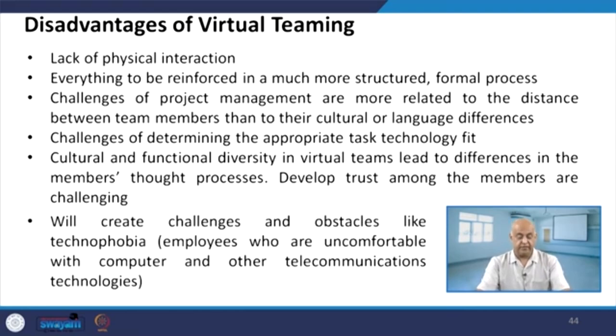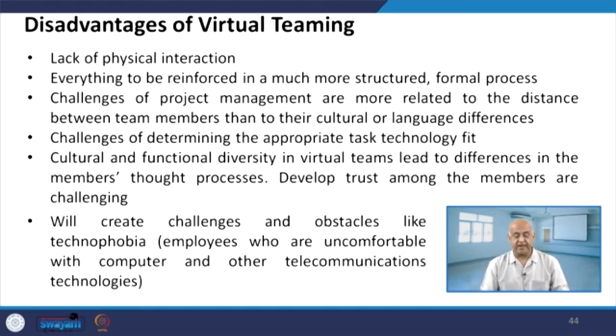And in virtual teaming, this challenge will not be met, because even if the task-technology fit is available, the interaction that is required, as has been seen in the case of physical teams, will not be possible. So it will be a challenge.